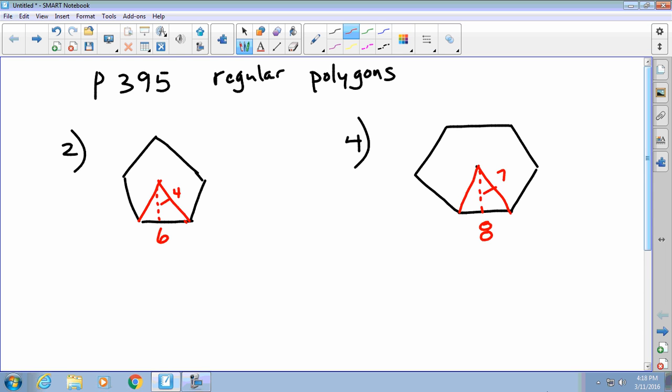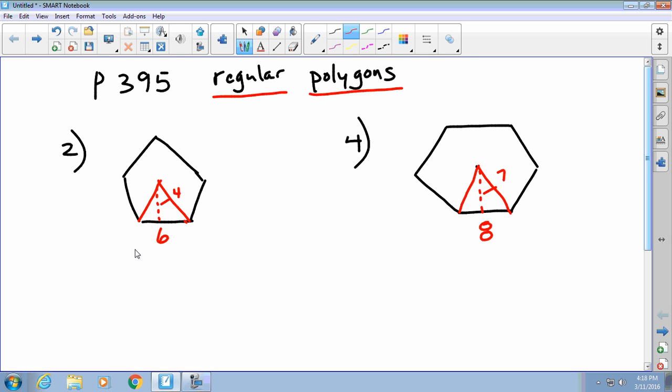Okay, we're on page 395 in your Go Math books, and today we are talking about finding the area of a regular polygon. Now, a regular polygon just simply means that you have a polygon that has all sides the same and all angles the same.